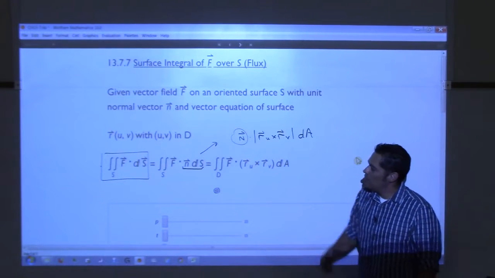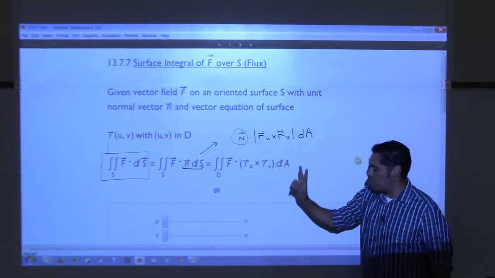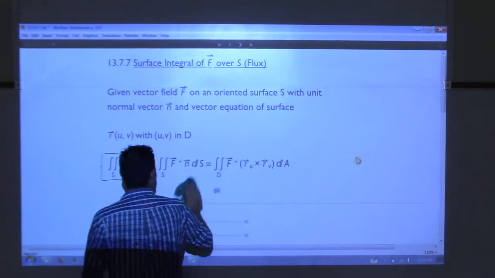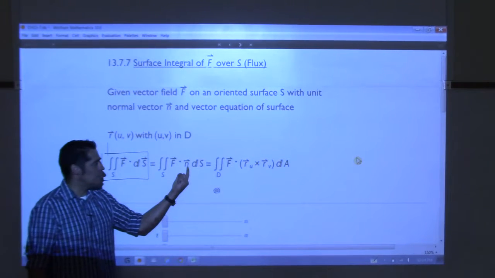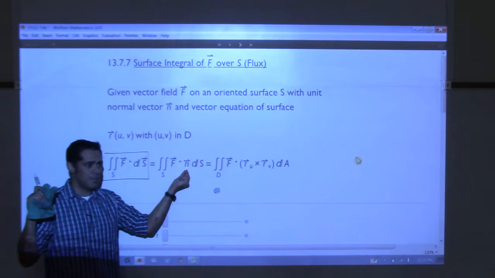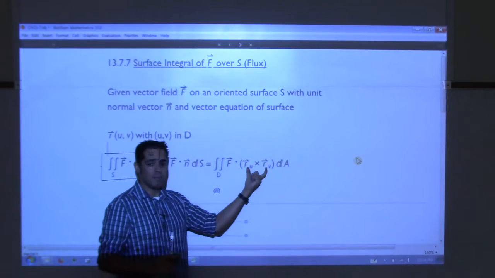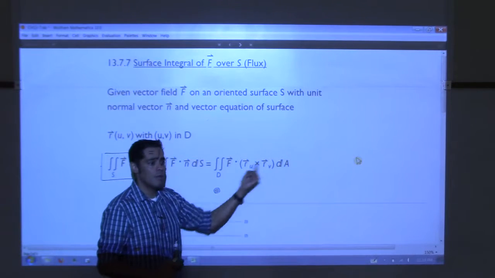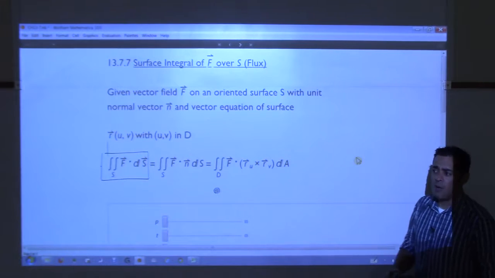Okay. So in order to do this flux, we have two options, okay? And we will use both options. I want you to look at this as two different formulas for it. We can either take our vector field and dot it with the normal vector, figure out what that is, and then just do a regular old surface integral, like we did in the previous problems. Or we can take our vector field and dot it with the cross product of the partials, figure out what that is, and then do it like a double integral over the region D. Our choice, every problem is going to dictate how we do it.